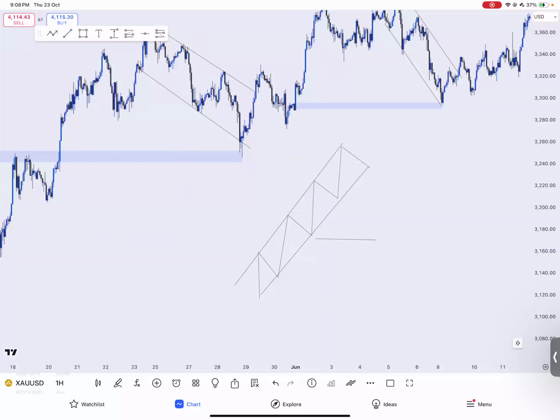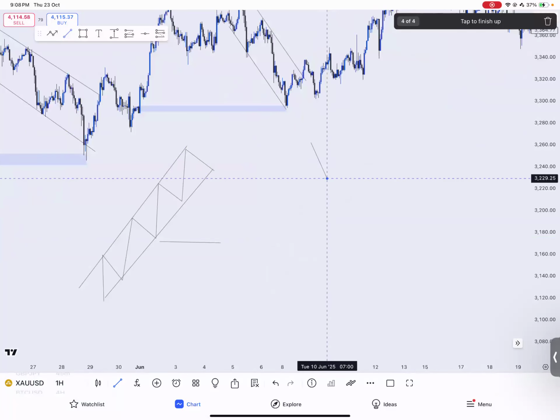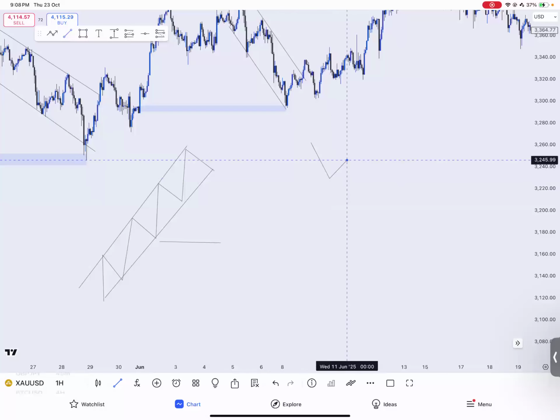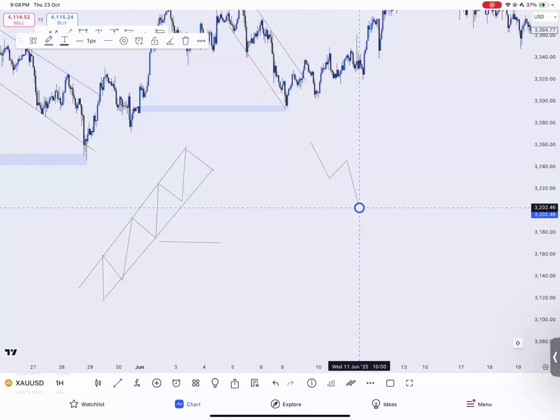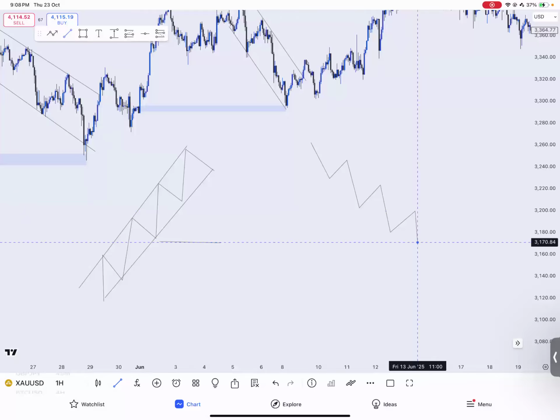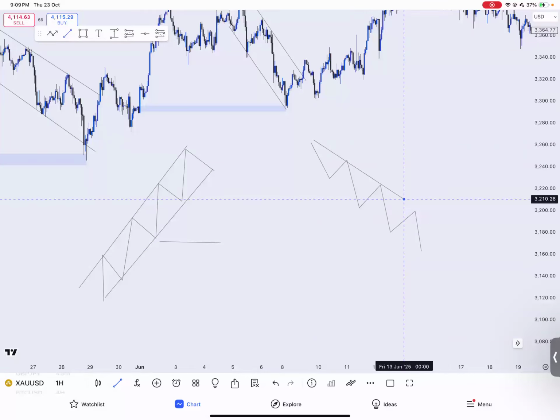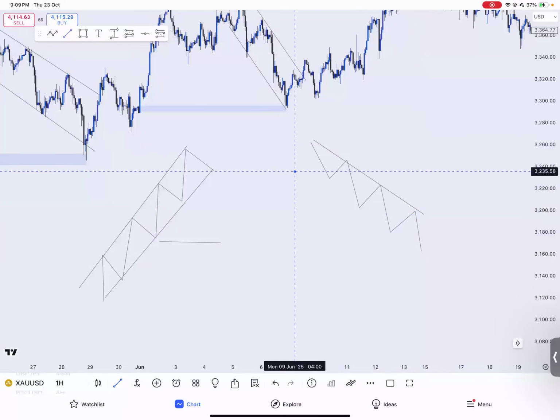Same way, if the market is on a downtrend, giving you a series of lower highs, lower lows, lower highs, lower lows, it means that there's trendline liquidity being accumulated on the upside of this chart here.